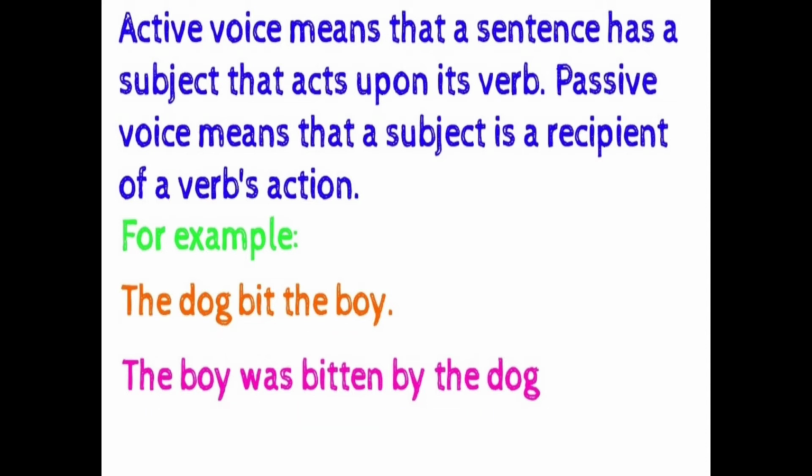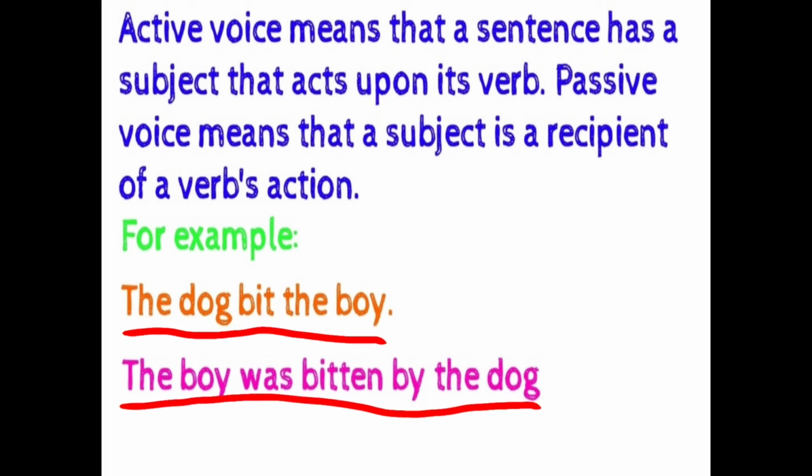Got it? So I will explain to you some rules you have to remember, which is, never change the tense. All right, never change the tense of a sentence. For example, if the active voice is in present tense, the passive voice will also be in present tense. If the active voice is in past tense, passive voice will also be in past tense. Just like the example we see here, the dog beat the boy, it's a past tense, simple past. So the passive voice, the boy was bitten by the dog, is also a past tense.